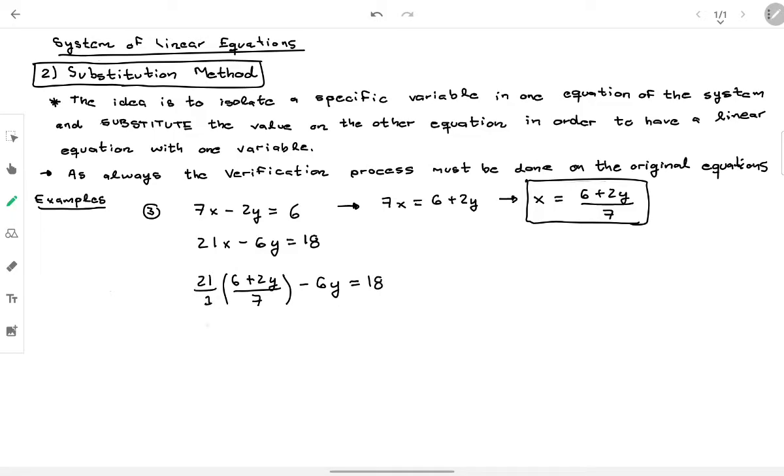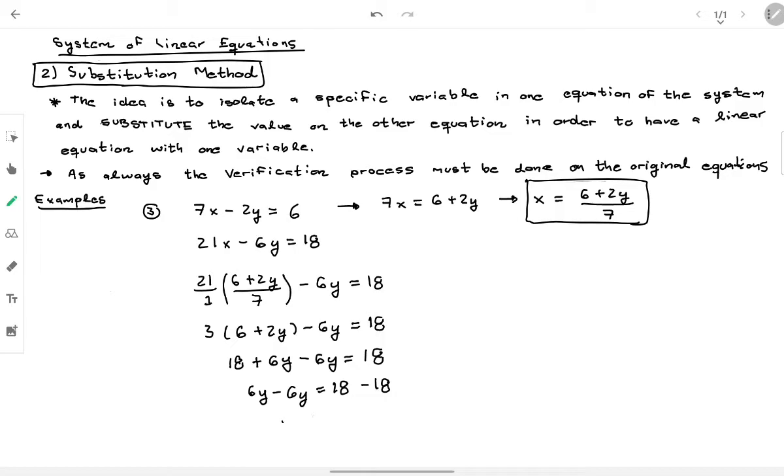21 divided by 7 is only 3, so it's going to be 3 multiplied by (6 plus 2y) minus 6y equals 18. It's going to be 18 plus 6y minus 6y. It's going to be 18. It's going to be 6y minus 6y equals 18 minus 18. We will get 0y equals 0. So every number multiplied by y will give 0.